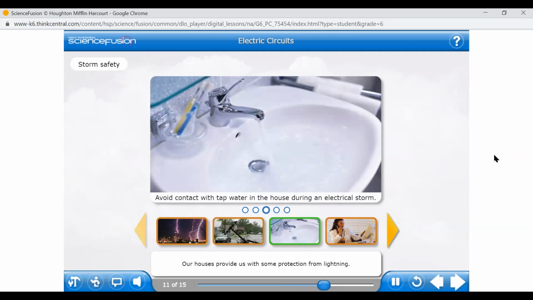Our houses provide us with some protection from lightning, but there is always the possibility that lightning will strike your house. Because tap water conducts electricity, there is a chance that some of the electric current in lightning could be conducted through you. To be safe, don't use water during an electrical storm.